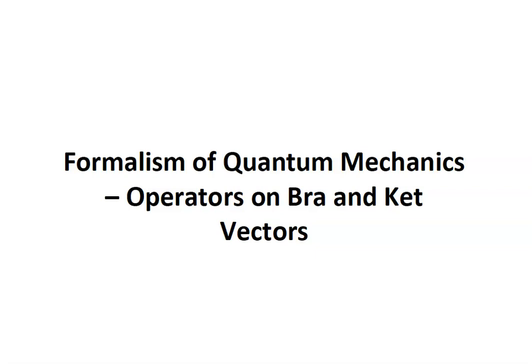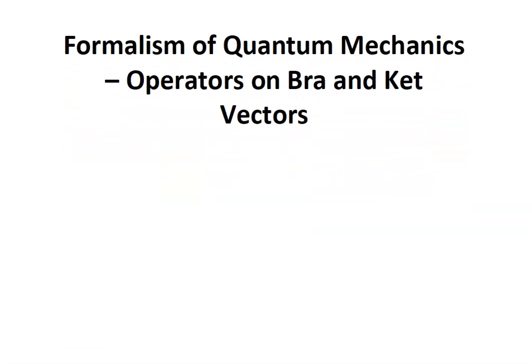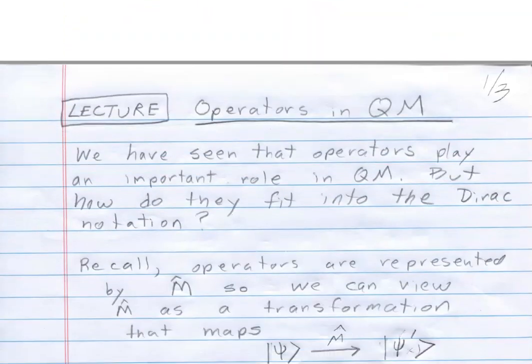As we've seen, operators are pretty important, so let's take a look at how they play into quantum mechanics. So let's see how they get represented in this Bra and Ket vector notation of Dirac.